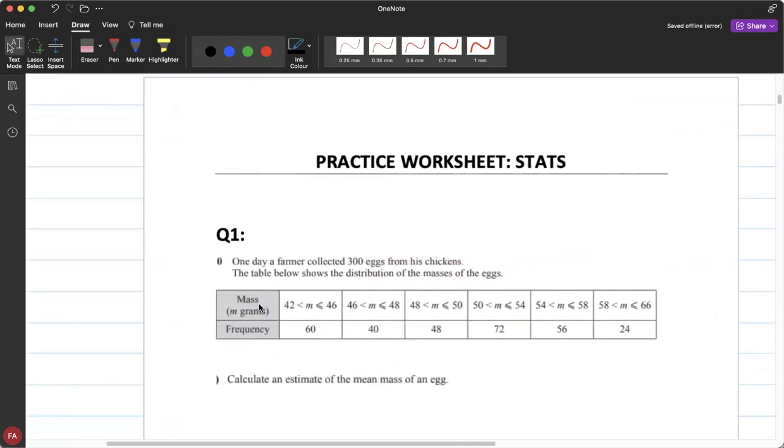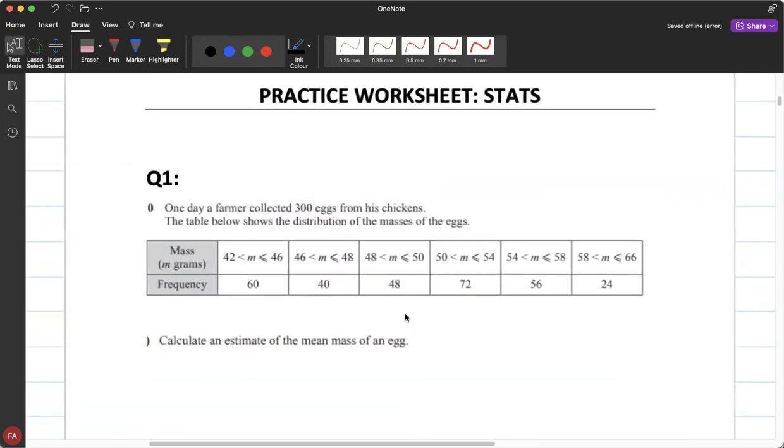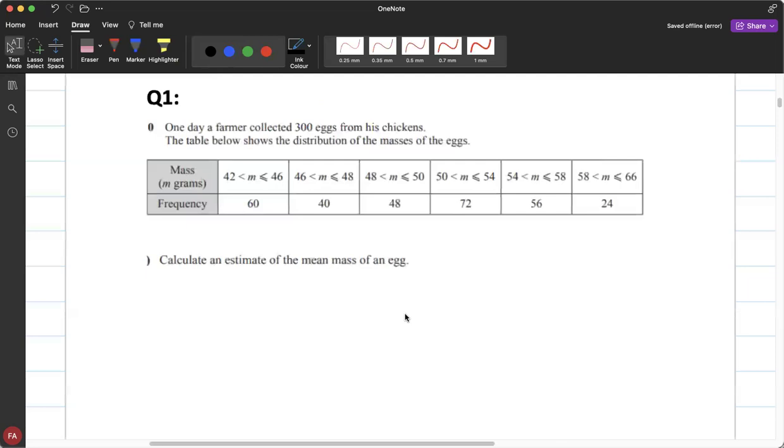If this concept is clear, let's quickly look at one of the questions. This is one of the worksheets. You should be able to find this in the folder that I've uploaded. The first part of the question says, one day a farmer collected 300 eggs from his chickens. Just by reading this line, I should be able to identify that this is my total. That means the total over here is 300. In a similar way, they have given us mass and frequency. And what kind of data is this? Just by looking at it, you should be able to identify there's a range. That means it has to be grouped continuous data.